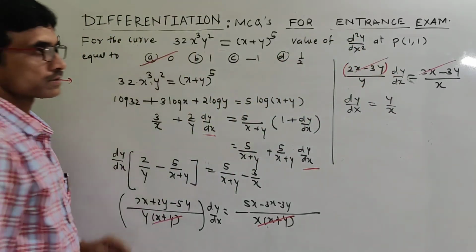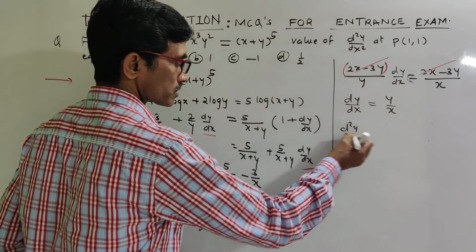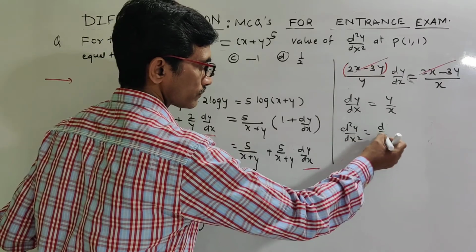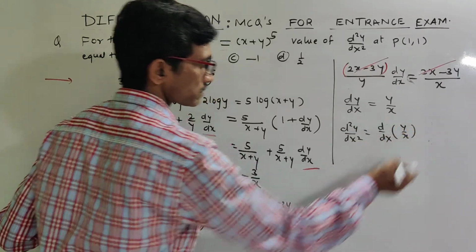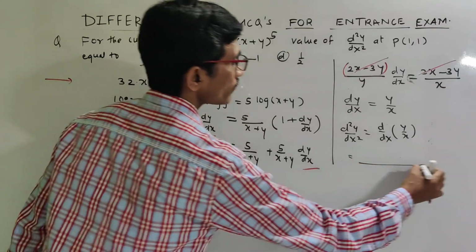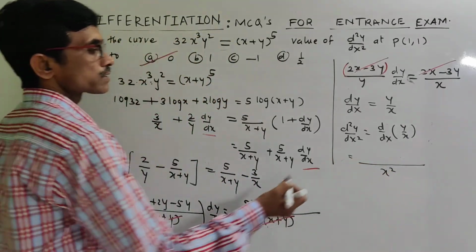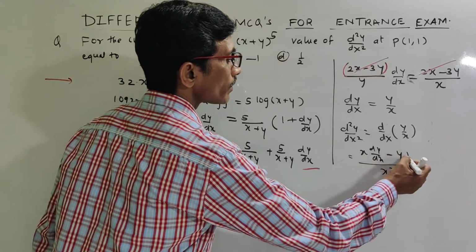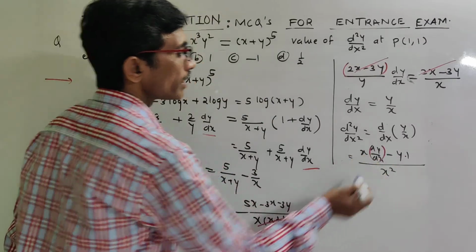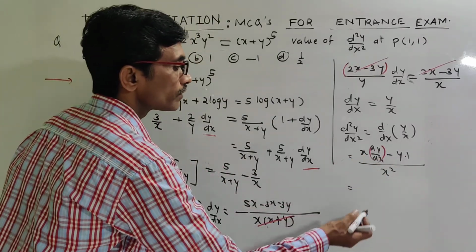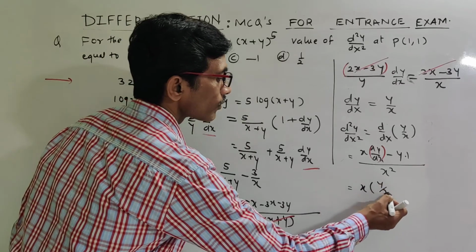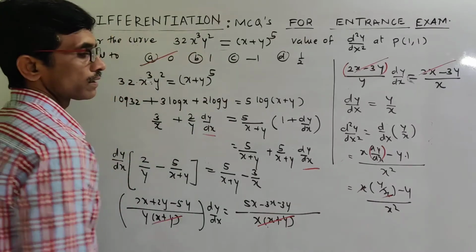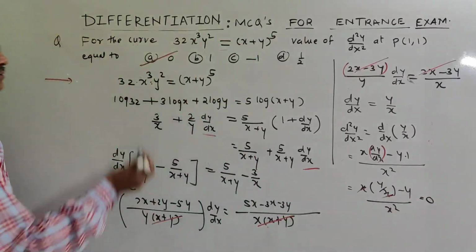How it comes? See, second order derivative d square y by dx square, it is derivative of this, so it is d dx of y upon x, and it is by u upon v rule, x square, x derivative of y minus y into derivative of x, 1. Here we substitute dy by dx, that is y upon x, so numerator will reduce to 0. Y upon x minus y upon x square, this x will get cancelled and the numerator will reduce to 0, so that our option is 0.